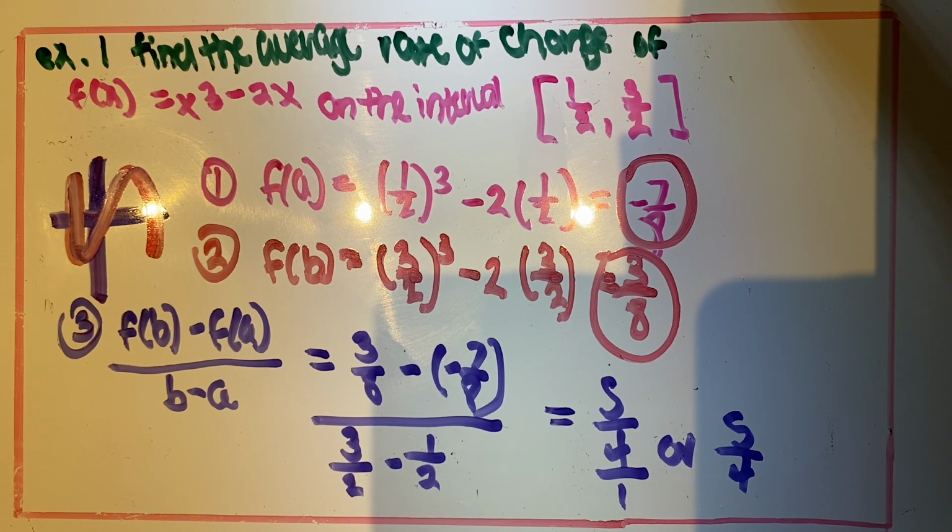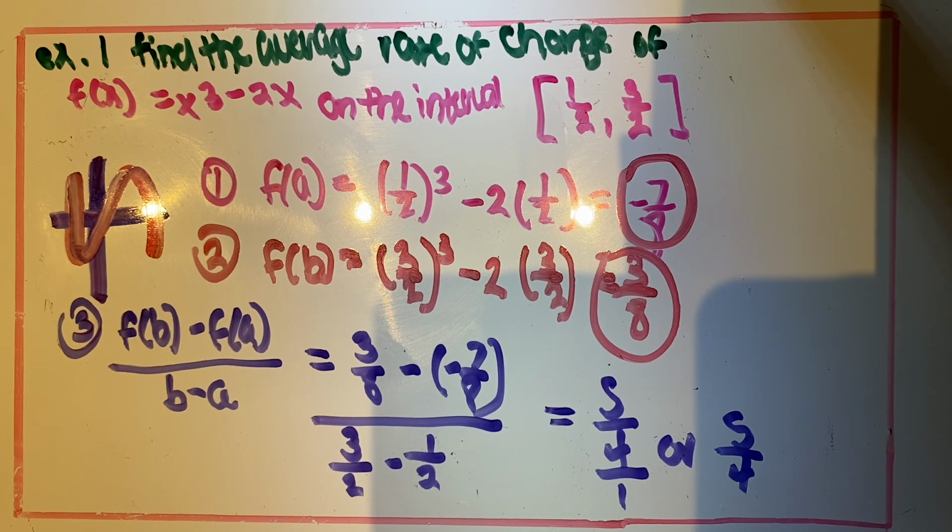The first step we should take is to plug 1/2 into the function as f of a equals (1/2) to the third minus 2 times 1/2, which equals -7/8. Now let's define f of b when we plug 3/2 into the function. F of b equals (3/2) to the third minus 2 times 3/2, which equals 3/8.